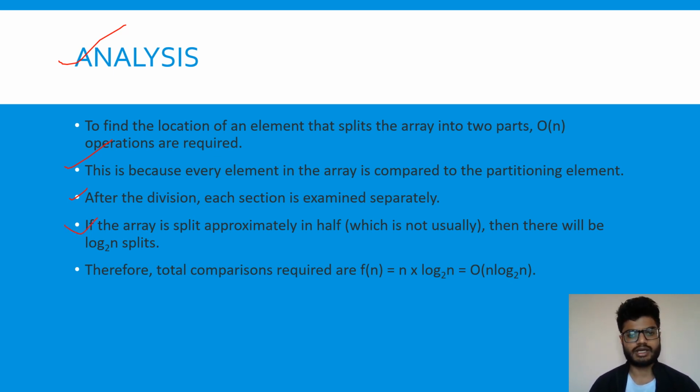And if the array is split approximately into halves, which is not usual, like if it is given 8 elements in total, you are dividing into two parts, so it is written approximately half. It is not usual, it may give 9 elements, 11 elements. Then there will be log base 2 n splits, so it is just a formula. And then the total number of comparisons required is f of n equal to n into log base 2 n, which is written as order of n log base 2 n. So it is the final formula which gives the total number of comparisons which we are doing.